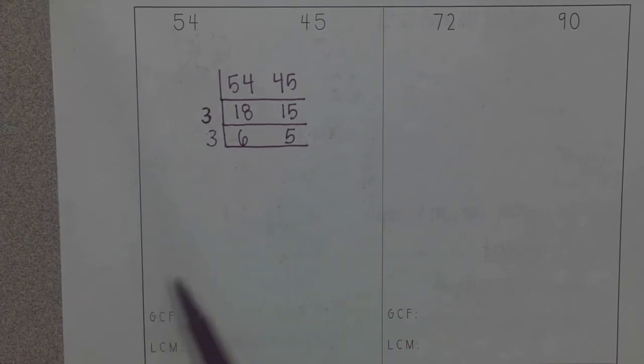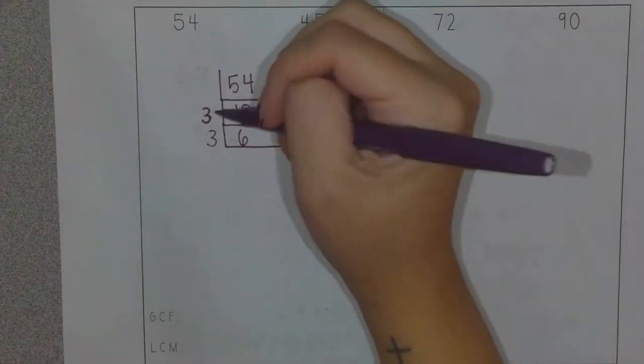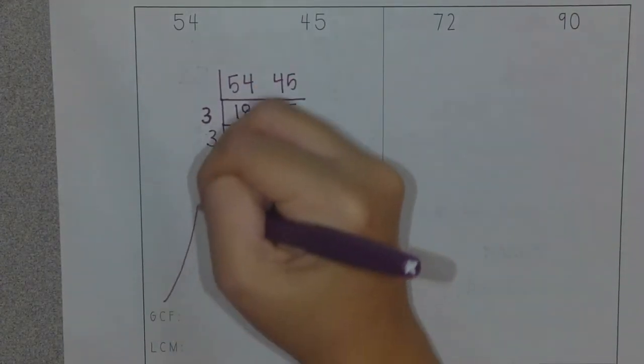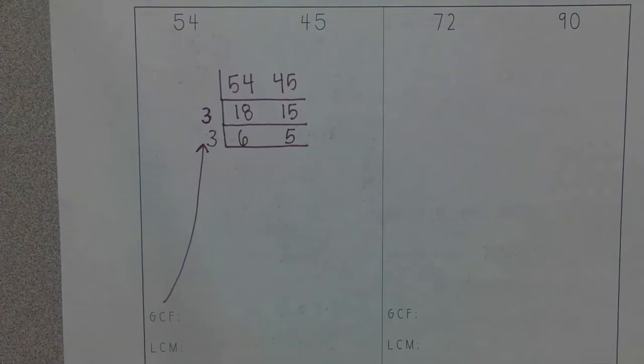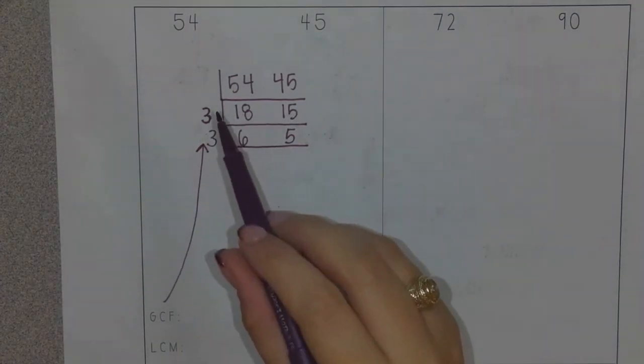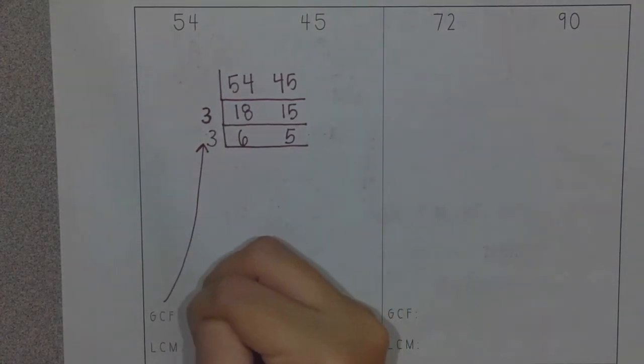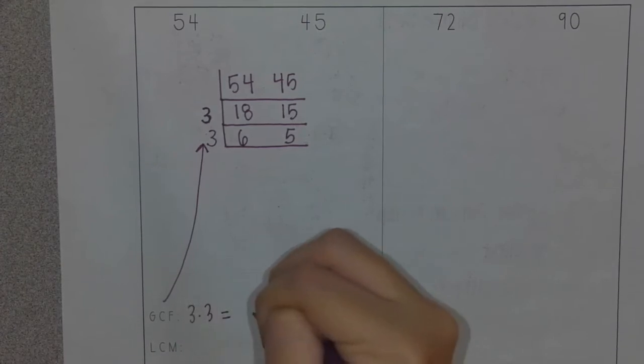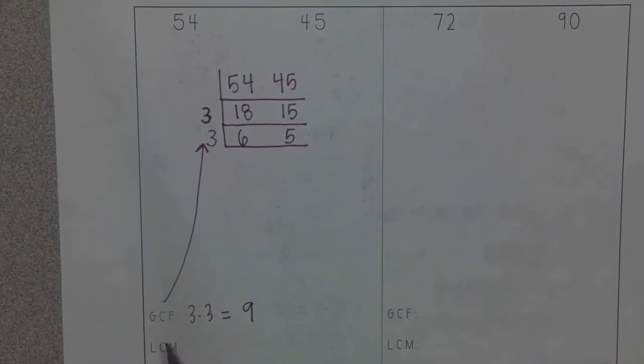So to find the GCF using this method, I'm going to look over here on the ladder at the things that they had in common. So they had 2 3s in common. So that would be 3 times 3, which would give me 9. Their greatest common factor was 9.